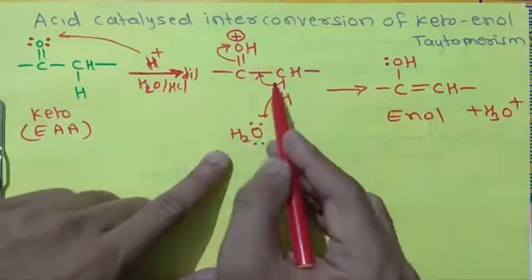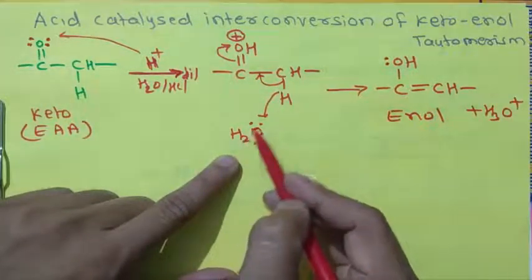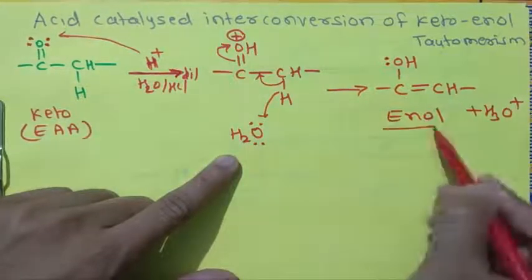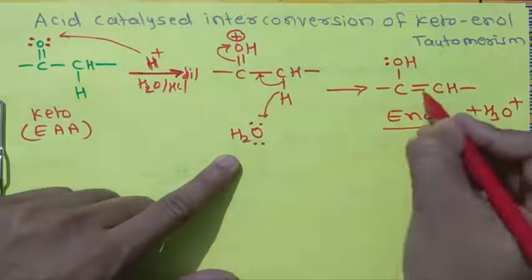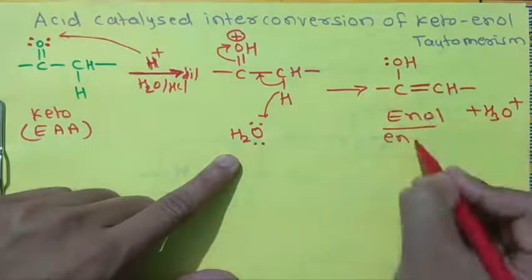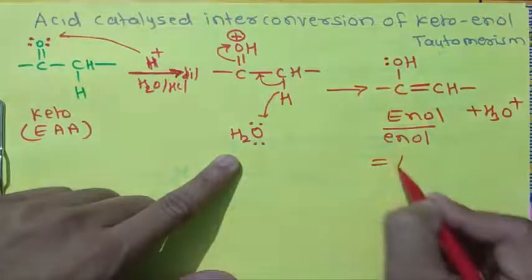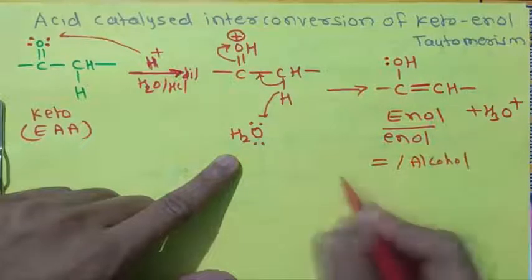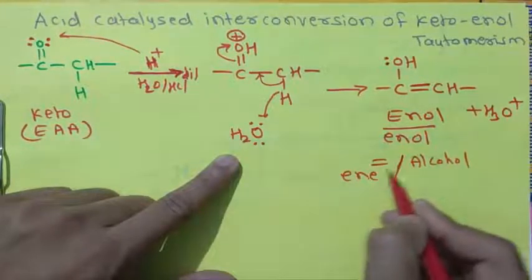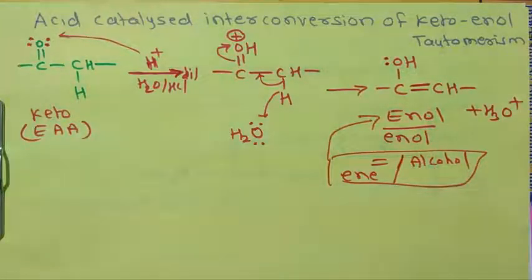And here in this intermediate, the water molecules present in the reaction mixture can abstract these protons, and there is a formation of enols, plus H3O+. The double bond is there, that's why it is "en", and the alcohol is there, that's why it is called "ol". This organic compound contains both a double bond and an alcohol, so together these compounds are called enol. This is about the acid catalyzed interconversion of keto-enol.